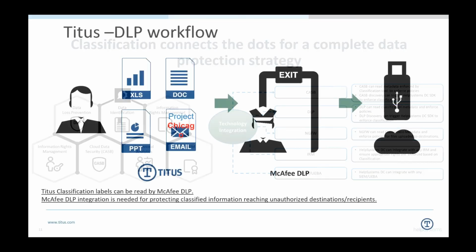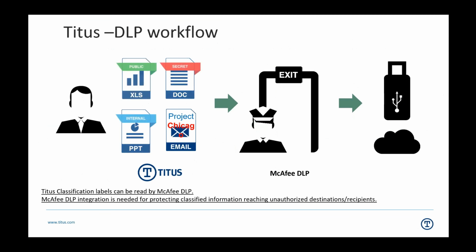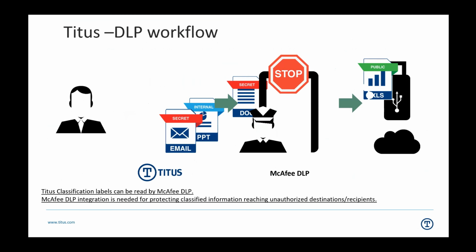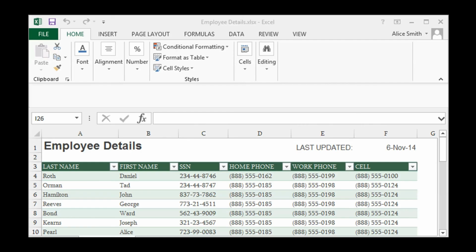So I'll just give an example of a workflow. In this case, you can see documents are classified as public, secret, internal, etc. And now when a public document is going through McAfee DLP, for instance, McAfee can understand that it's a public document and allow it. But if there is a restricted or a secret document sent out to unauthorized destinations or recipients, then McAfee DLP would be able to read that label and ensure it gets blocked. So that's a benefit of integrating classification with the DLP framework.